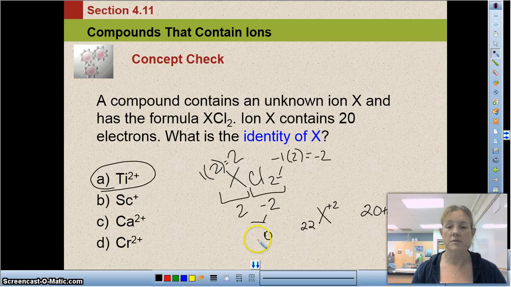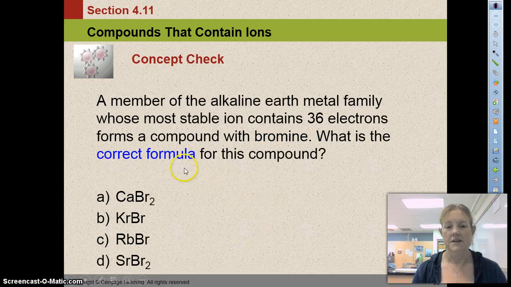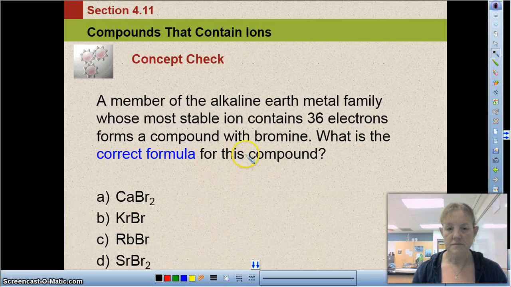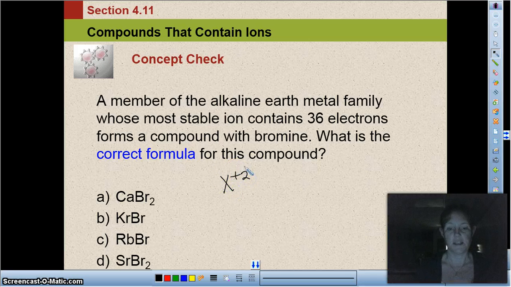Now I know this seems probably a little more complicated than what some of your problems are going to be. Let's do an example of one of your problems. All right, this says a member of the alkaline earth metal family whose most stable ion contains 36 electrons forms a compound with bromine. What is the correct formula for this compound? All right, so it had 36 electrons, and alkaline earth metals, that's group 2. So group 2 tends to form a +2 charge, just like the magnesium did.